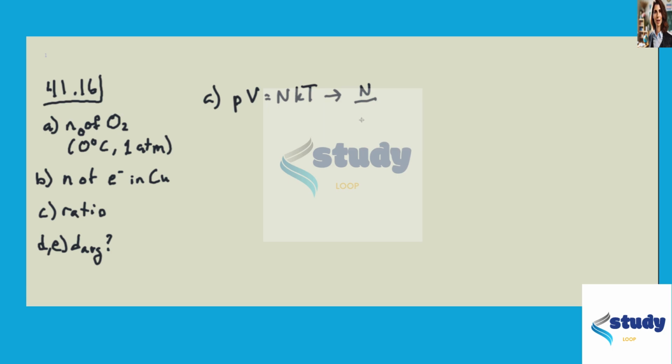So here, if we start with the ideal gas law, we have PV equals NkT. Then N over V, which will be our N sub O, equals P over kT. And this is 2.7 times 10 to the 25th per cubic meter.